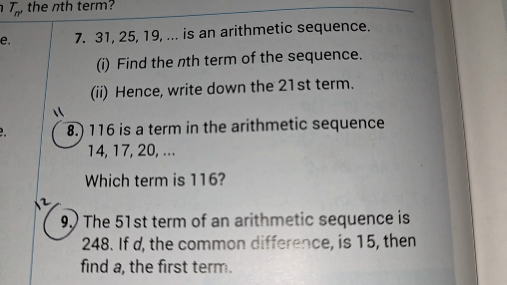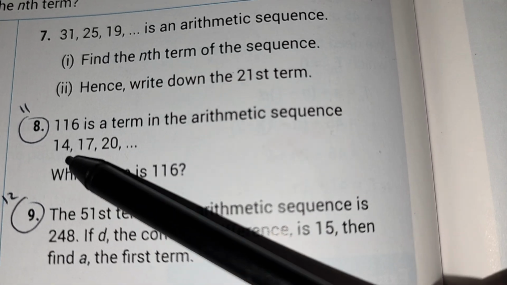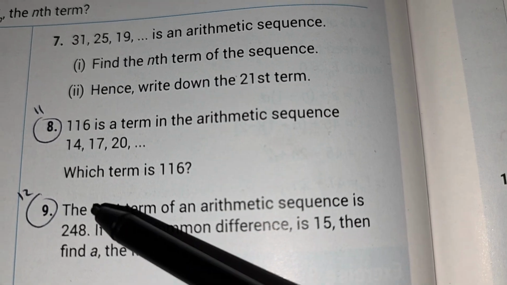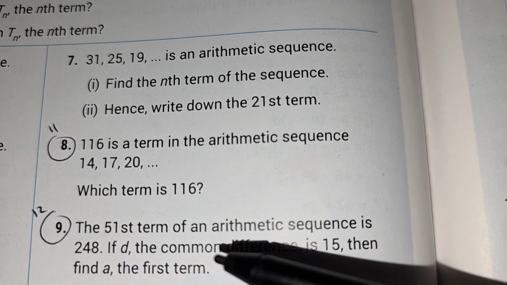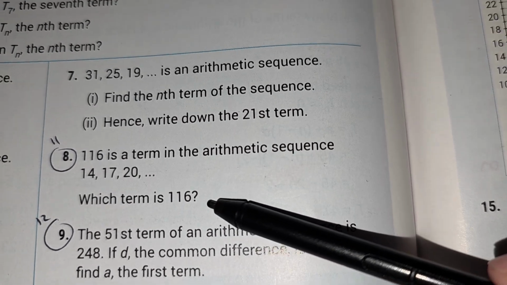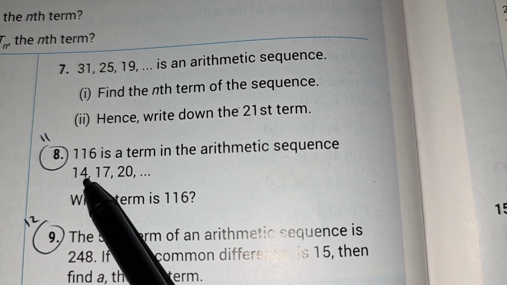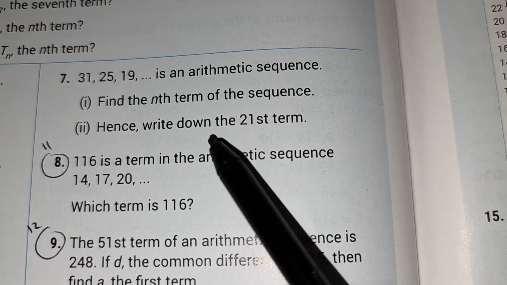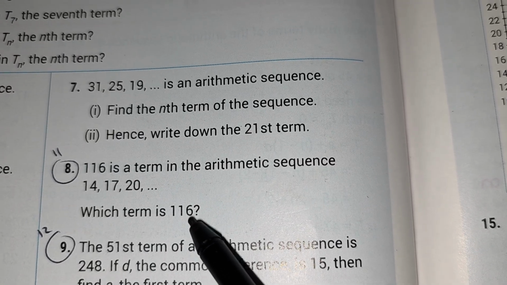Question 8. 116 is a term in an arithmetic sequence. 14, 17, 20, so they're going up by 3s every time. 116 will eventually be down here somewhere. Which term is 116? So that means find n. N represents the term number. Like 116 might have been the 17th term, it could be the 12th term, we don't know. So the first thing you need to do is come up with your T of n formula for that sequence. So A is 14 and the common difference D is 3. Once I have my T of n formula, I can let it equal 116 and figure out what n is. So figure out which term 116 was.